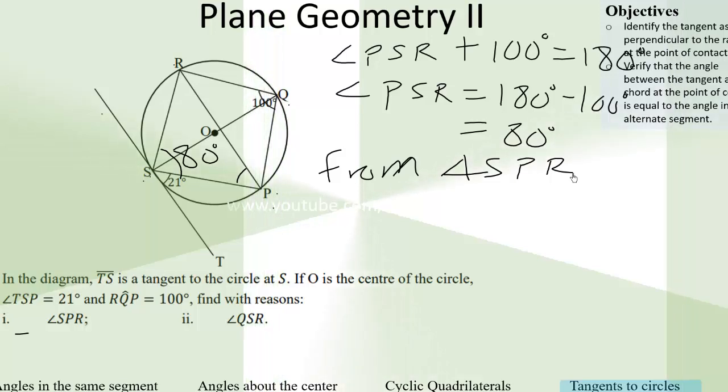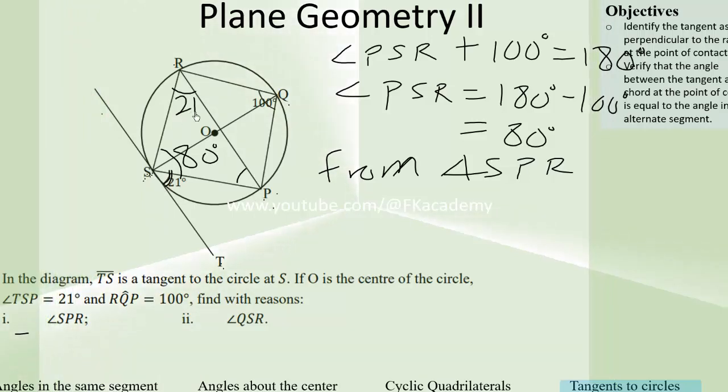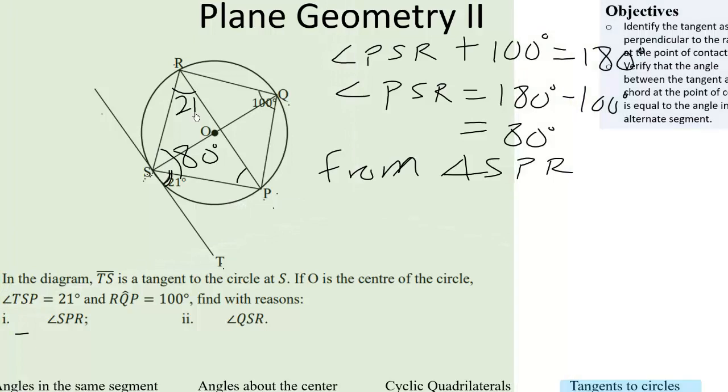Now, before then, we need to find the value of this angle using angles in alternate segment. Since TS is a tangent and it meets the chord PS at S, the angle over here should be equal to the angle here, which is the angle in the alternate segment. So angle SRP is also 21 degrees.